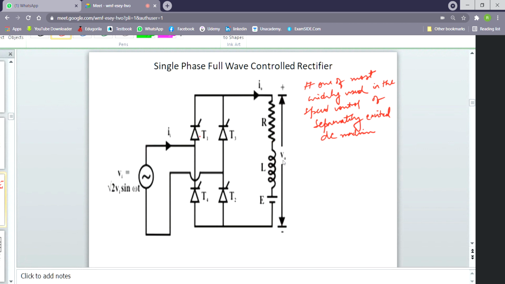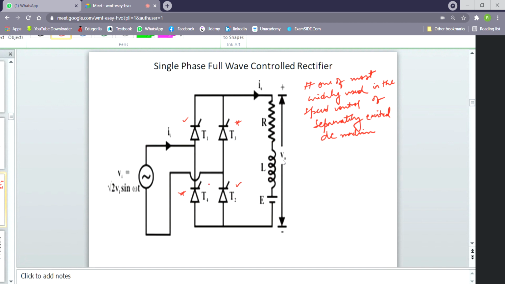As you can see, the thyristors T1 and T2 will be fired together, and thyristors T3 and T4 would be fired together. We have the same concept we talked about in the single phase full wave uncontrolled rectifier, so the same thing carries on here. Thyristors T1 and T2 would be fired together, and T3 and T4 will be fired 180 degrees after T1 and T2.